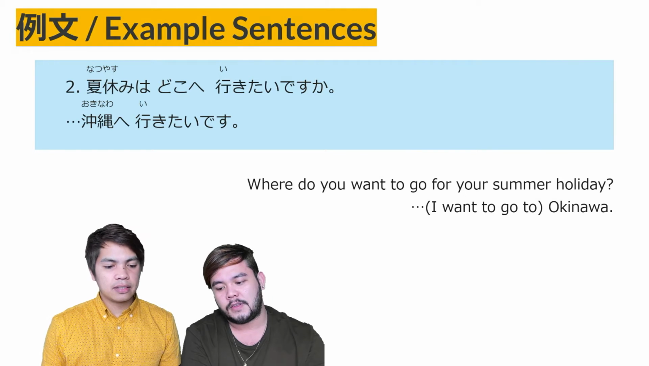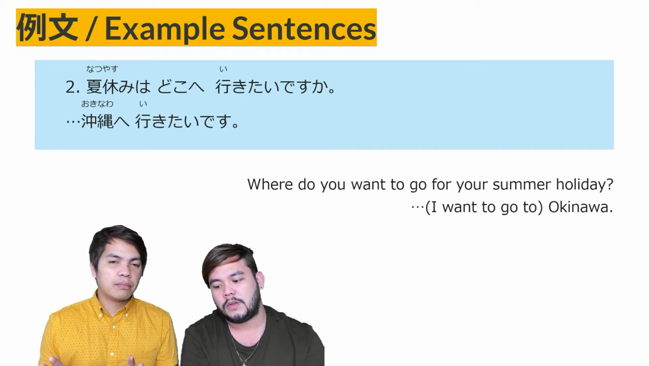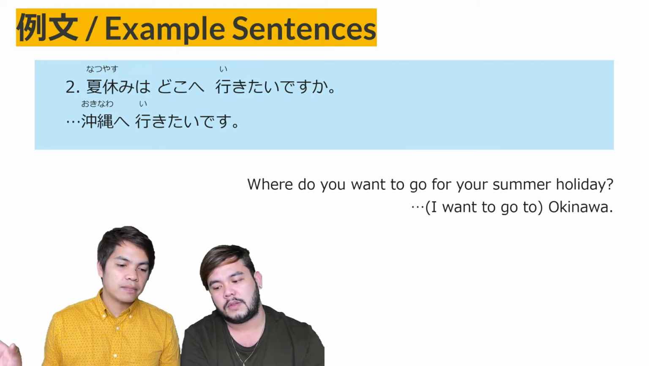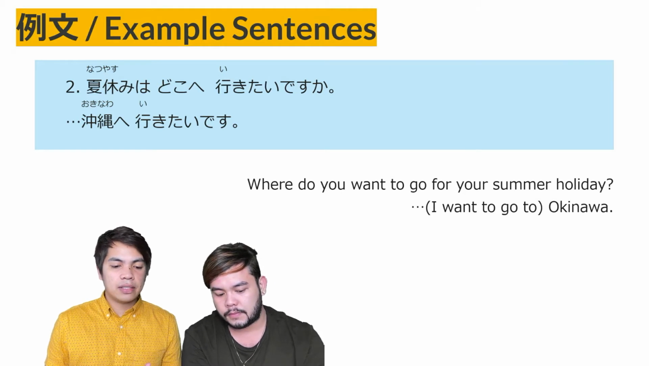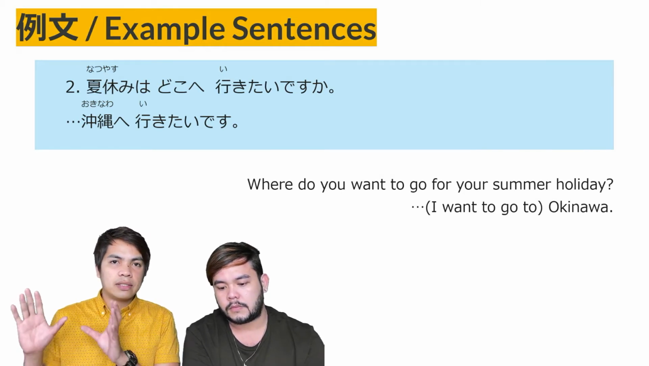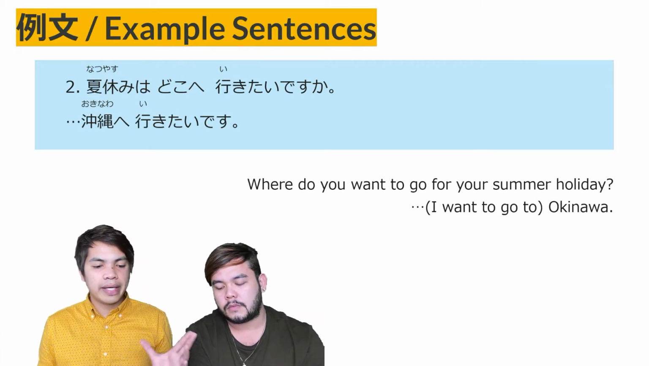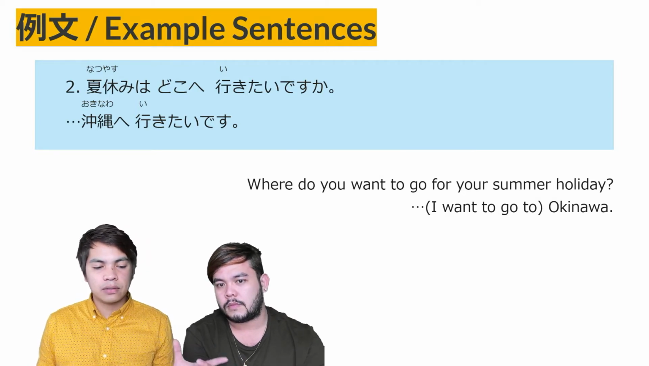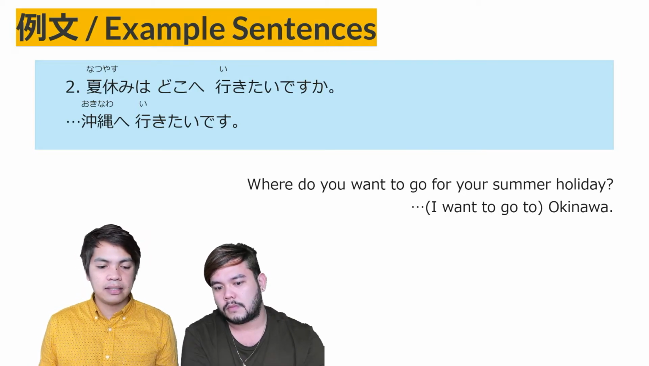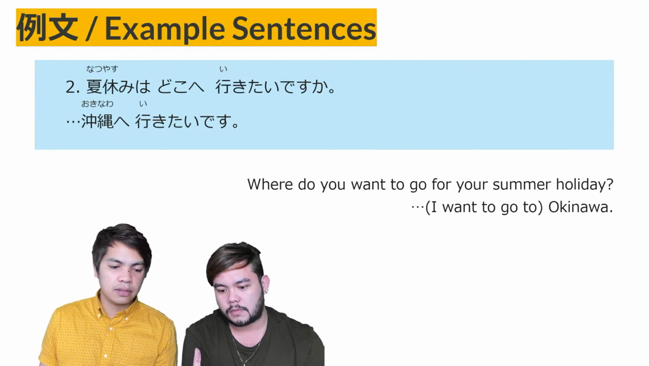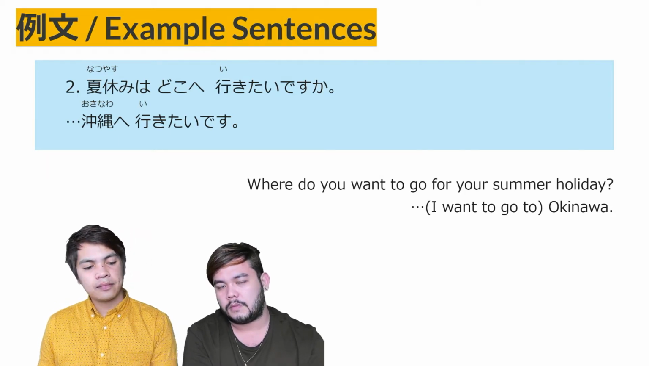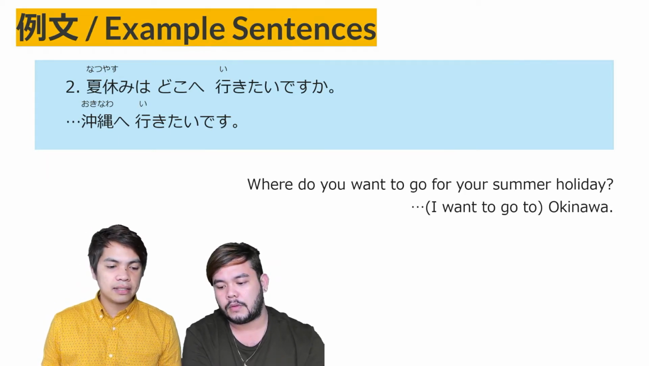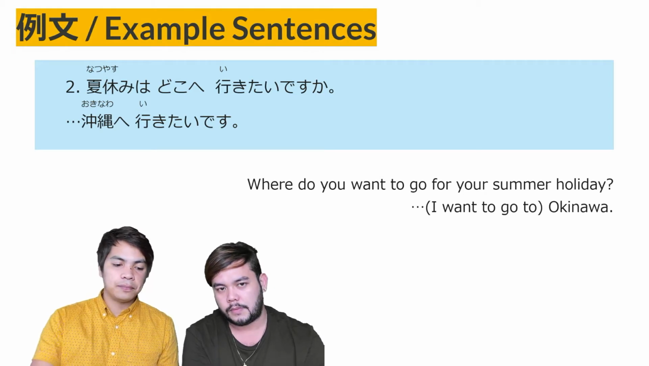If you notice, we use the particle wa for Natsuyasumi to make Natsuyasumi, or summer holiday, our topic. Then doko e ikitai desu ka? Where do you want to go? Place A. Then ikitai, want to go, desu ka? He said, Okinawa e ikitai desu. I want to go to Okinawa.